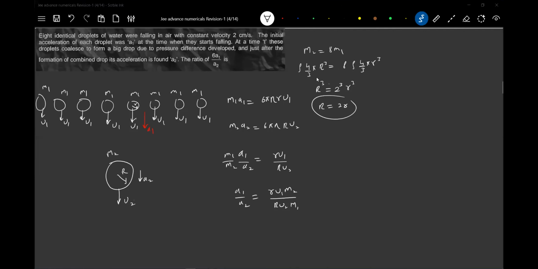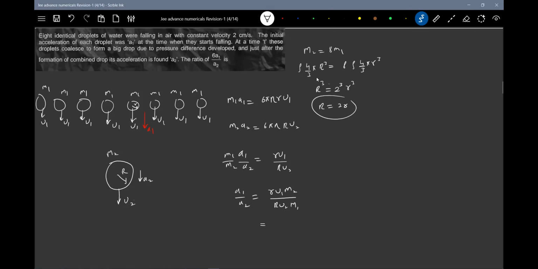Just when they fall, the acceleration will be there due to viscous drag only, because of the velocity given. Now we know M2 is equal to 8 M1, but we don't know any relationship between U1 and U2. We know the terminal velocity is proportional to the square of the radius.